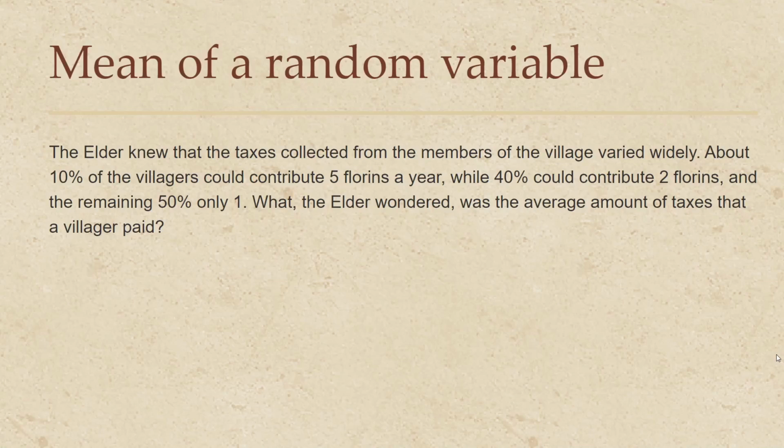The elder knew that the taxes collected from the members of the village varied widely. About 10% of the villagers could contribute 5 florins a year, while 40% could contribute 2 florins, and the remaining 50% only 1. What, the elder wondered, was the average amount of taxes that a villager paid?